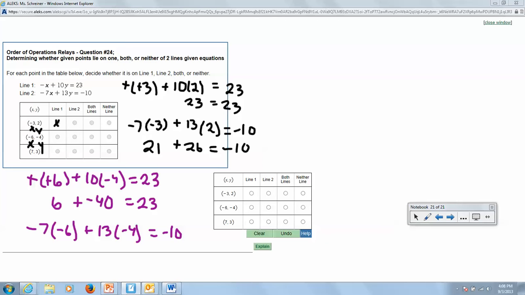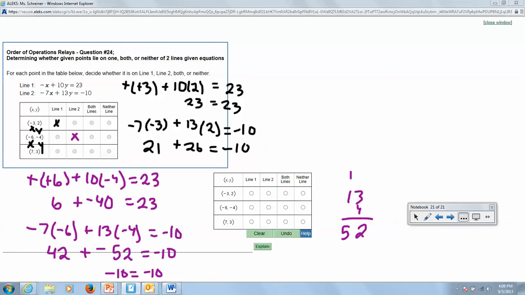Seven times 6 is 42, and that's positive because of the two negatives. Well, 13 times 4 is -52. Okay, well, +42, -52 does give you -10, equaling -10. So we know it works for the second line. So it doesn't work for both because it didn't work for the first one. It's not neither because it works for the second one.